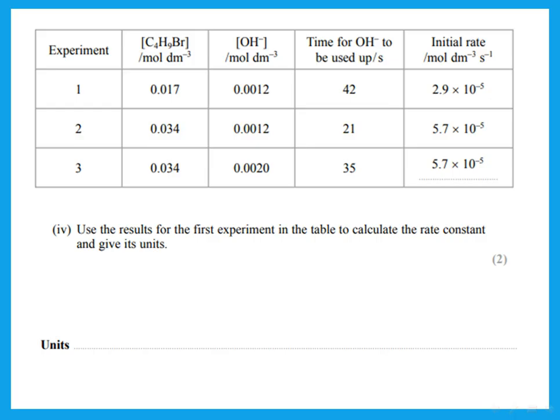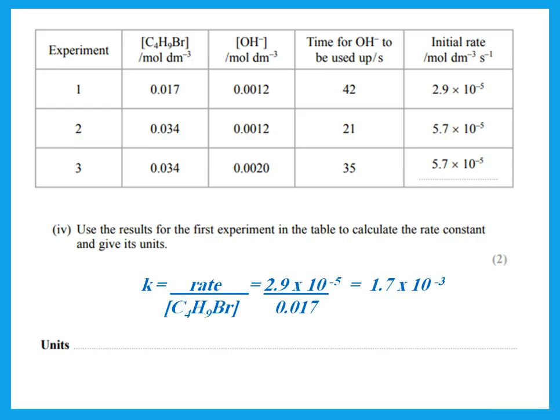Okay, then he says use the results from the first experiment to calculate the rate constant. Now we have written the rate equation, so the rate constant would be the rate over the concentration. Now we choose, he says, for the first experiment. Sometimes he specifies a specific experiment, and sometimes he allows you to choose whichever experiment you like. So here he is specifying the first experiment, so I have to put in the rate for experiment 1 and the concentration of the bromobutane from experiment 1. That gives me a value for K.